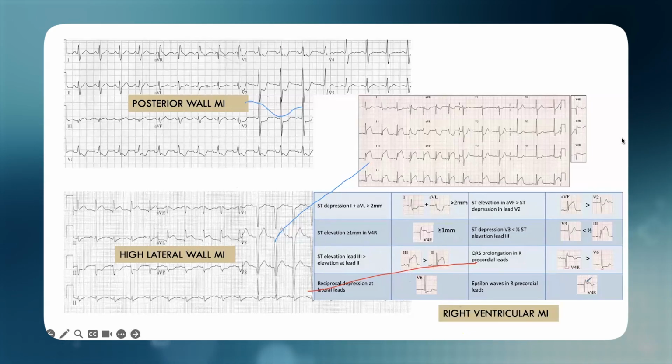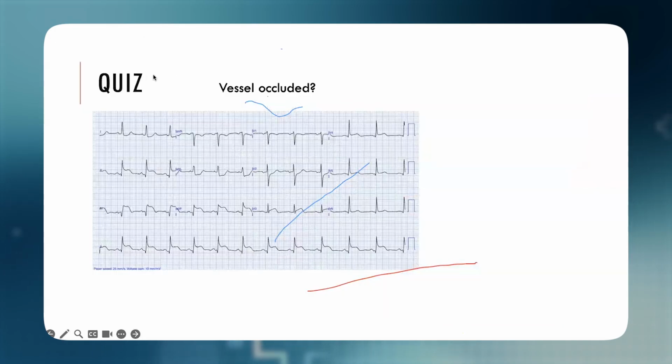Right ventricular MI. Can you tell me which vessel is occluded? RCA, super dominant RCA. ST elevation in L3 is more than L2. Very good, very nice. So this is an RCA occlusion in inferior wall MI. Very simple. What is Sgarbossa criteria?